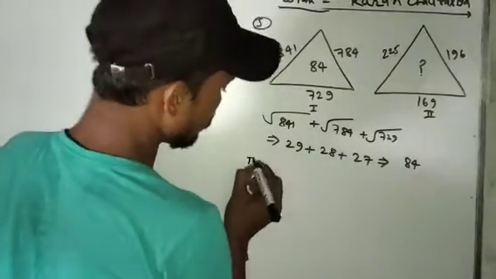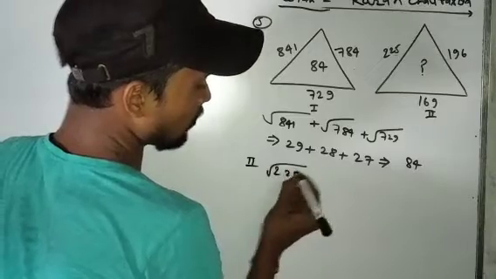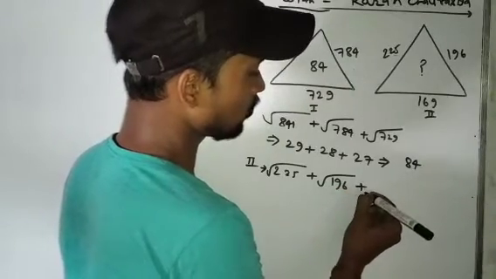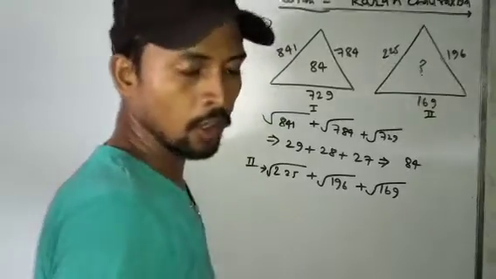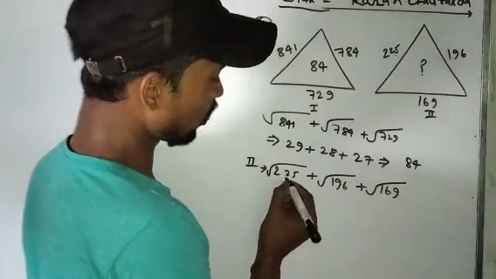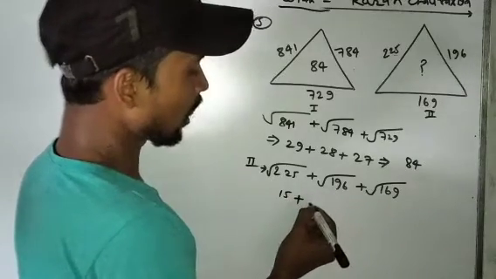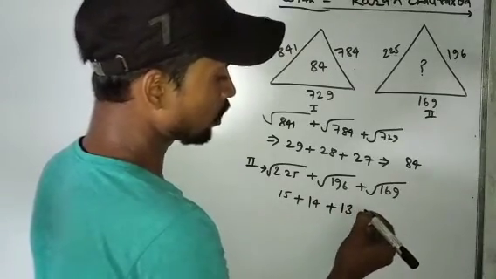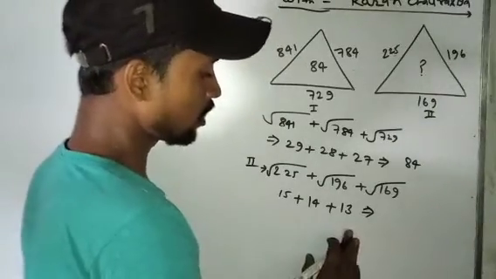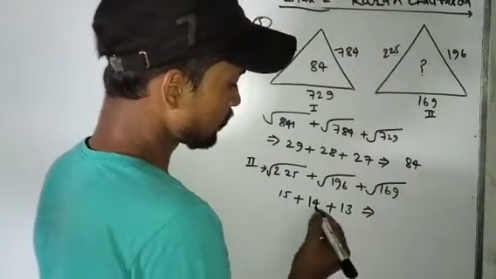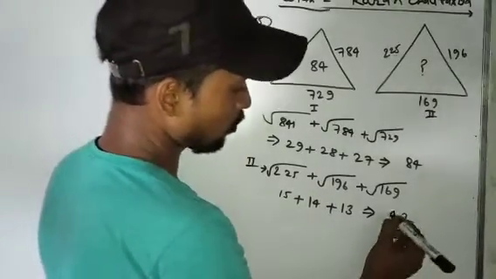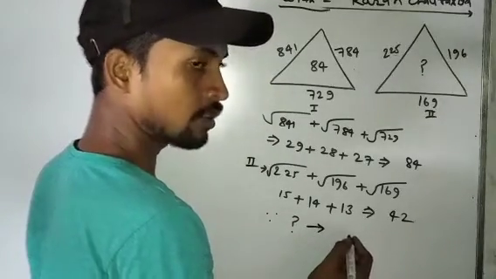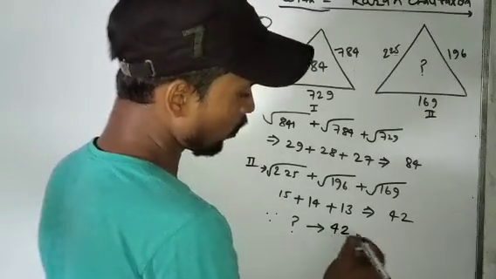For the second triangle, we can write the square root of 225, the square root of 196, and the square root of 169. The square root of 225 is 15, the square root of 196 is 14, and the square root of 169 is 13. When we add these three numbers, we get 42. So according to your question, in place of the question mark, we can write 42.